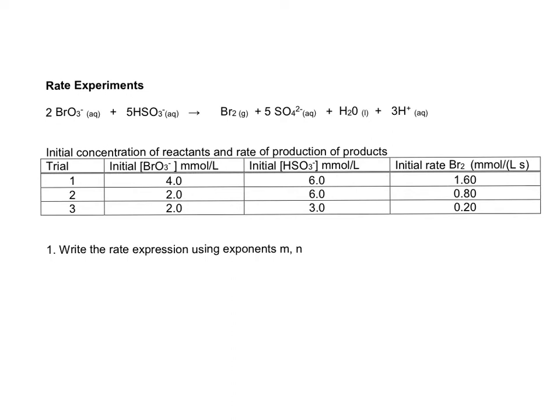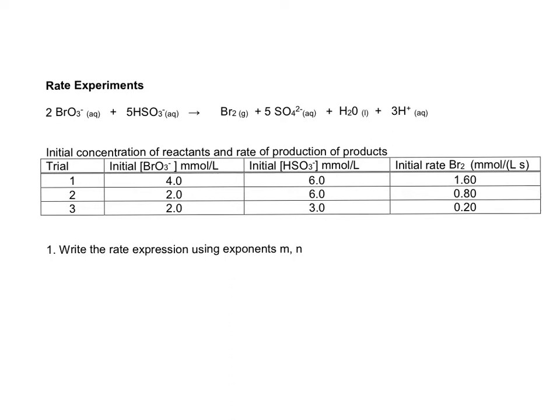So 4.0 times 10 to the minus 3 moles per liter. So sometimes we just write it as millimoles, so it's just a number. So we're going to have to look at how changing the concentration changes the rate.